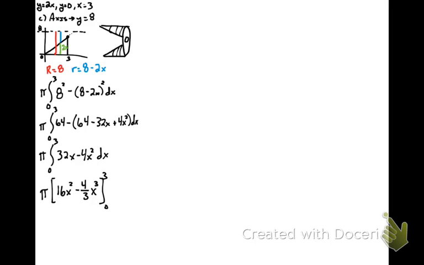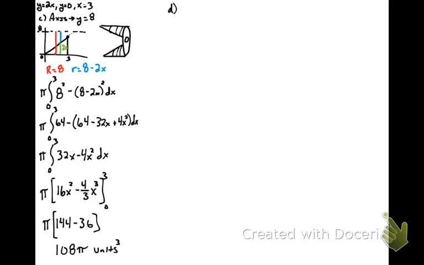If we plug in 3, we'll have pi times 9 times 16 is 144 minus 36, and altogether then this is 108 times pi units cubed.